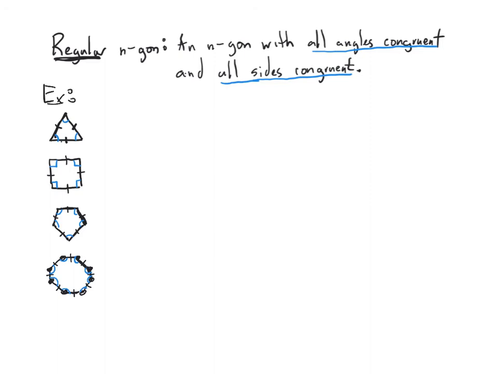Let's do some non-examples, and I'll just do it in quadrilaterals. So let's talk about a figure where all angles are congruent, but not all sides. And we know what that is. That is a rectangle. So here, we have all angles are congruent, so that's satisfied. They're all 90 degrees. But all sides aren't congruent. The top is congruent to the bottom, and the left side and the right side are congruent to each other, but not the top and bottom.